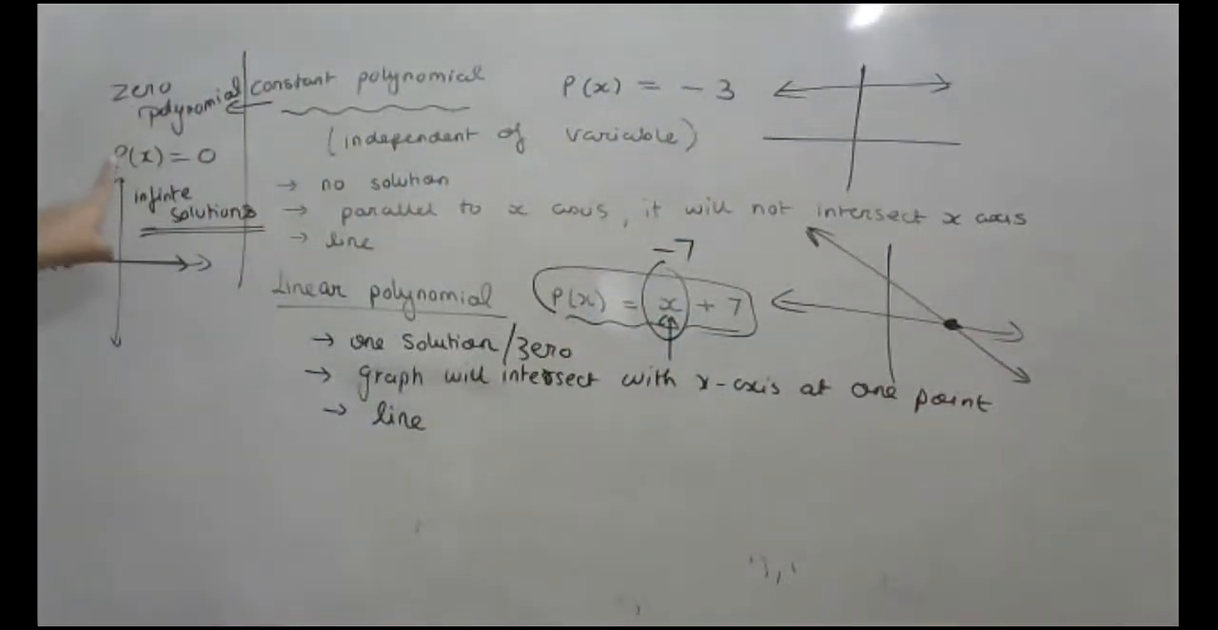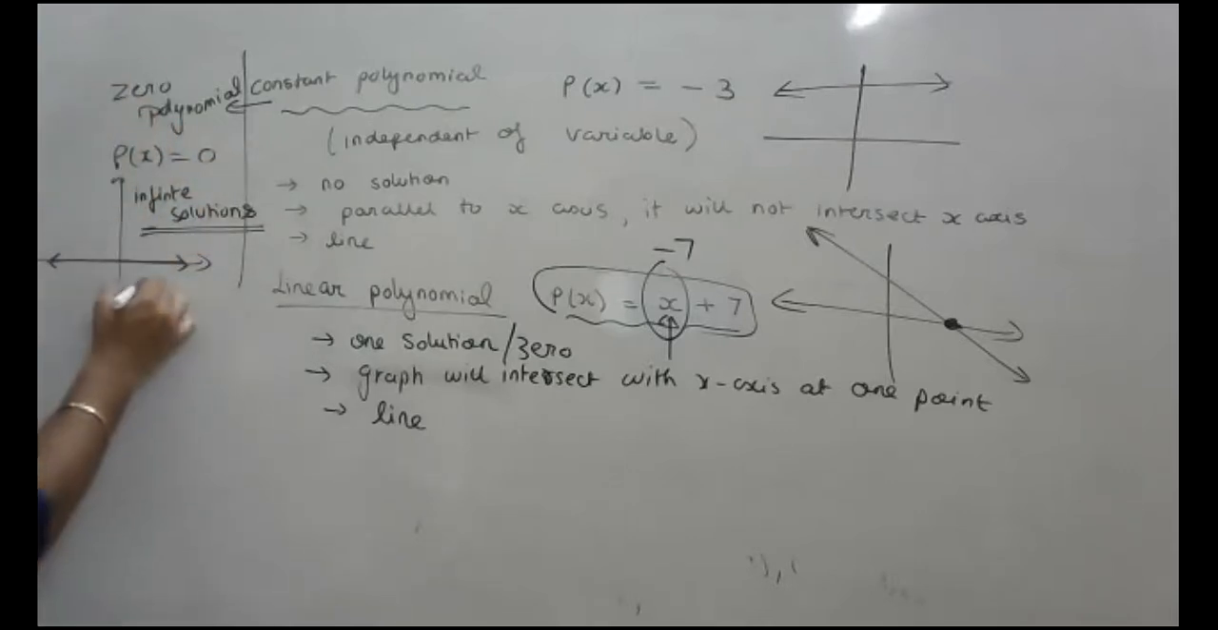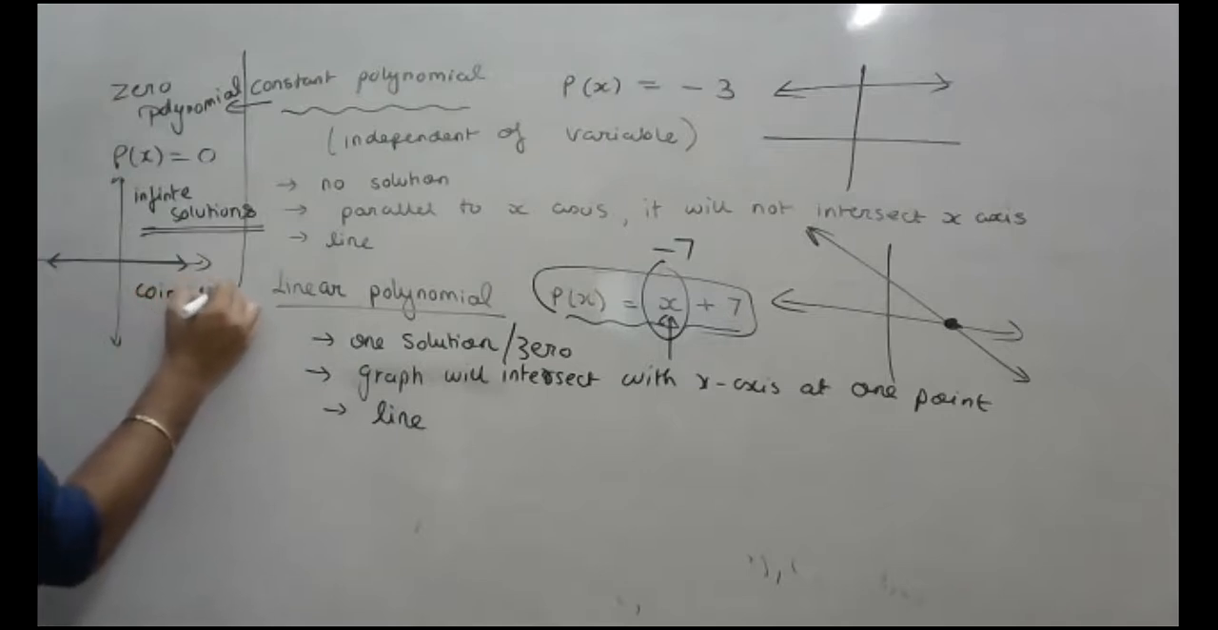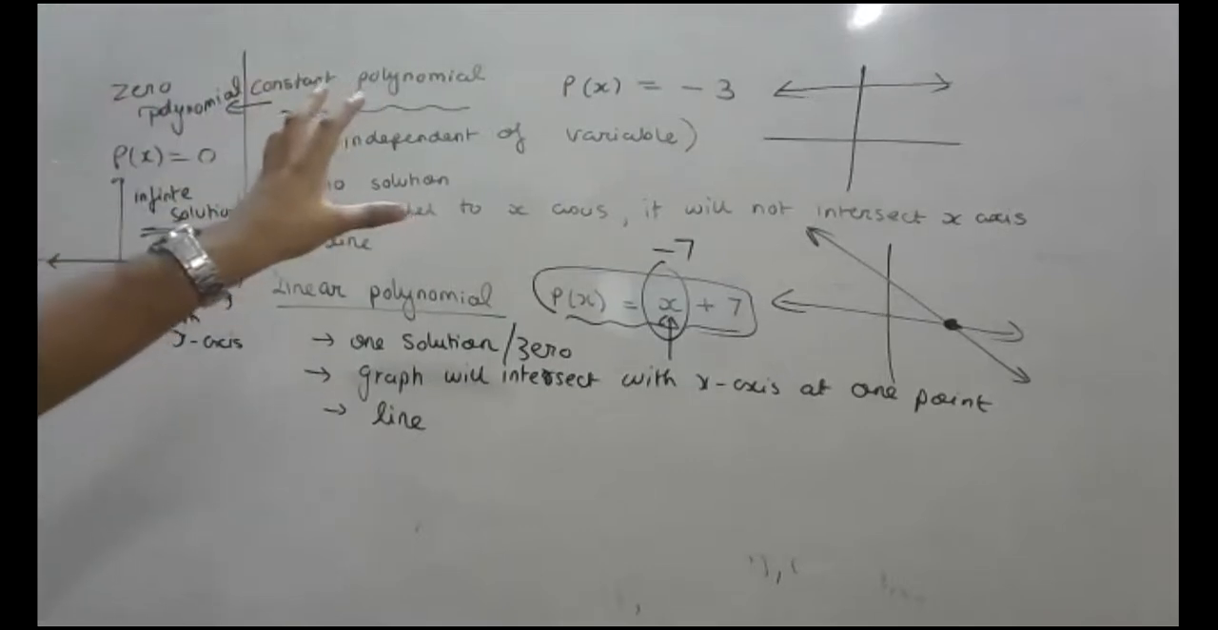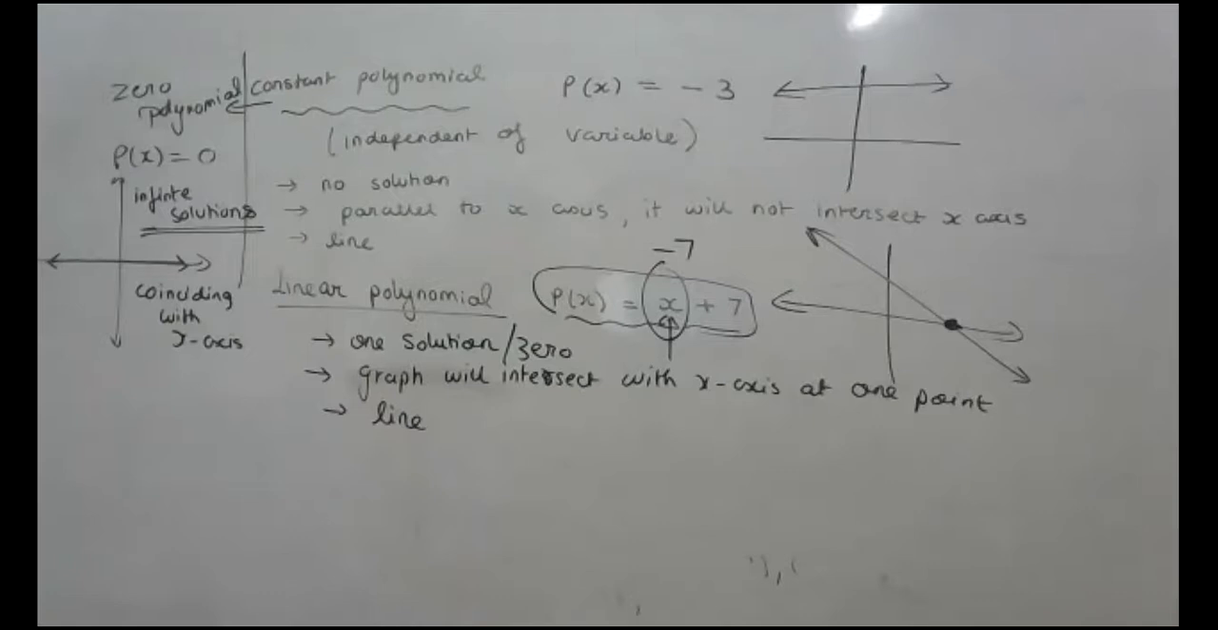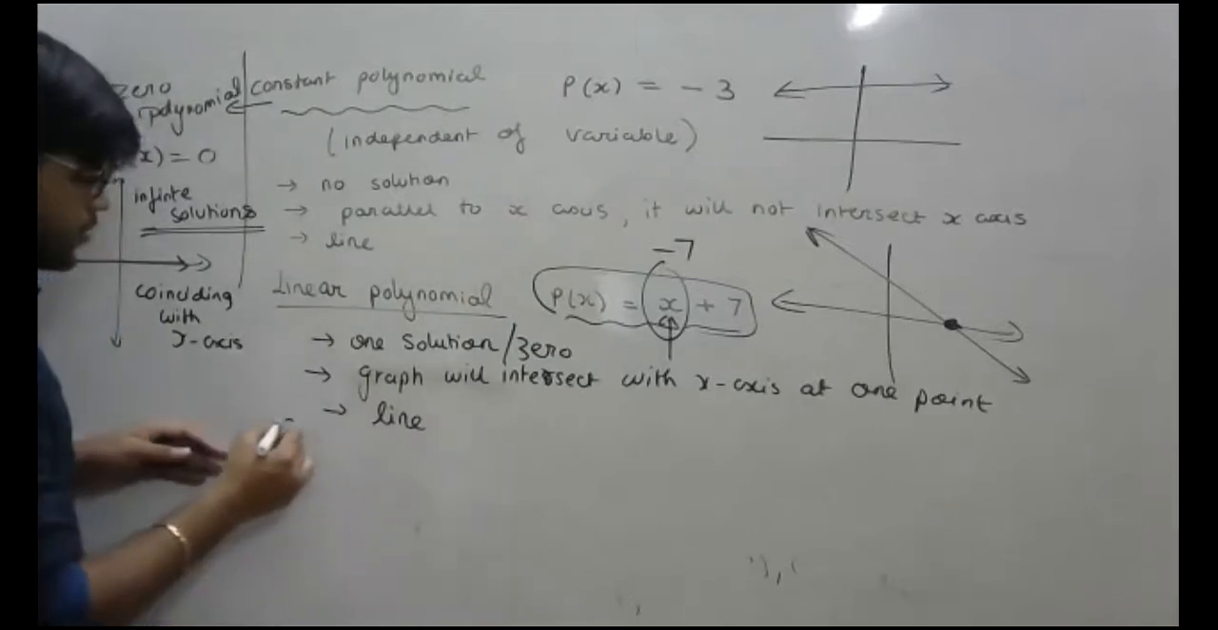But here, whatever value you consider for x, आप x की कोई भी value ले लो, यहाँ तो x है ही नहीं, आंसर तो पहले से 0 फिक्स है. So infinite solutions. इसको बोलेंगे coinciding with x-axis. Coinciding मतलब वो उसी के ऊपर draw हो जाएगी. The entire graph will be on the x-axis itself. This is a special case of constant polynomial. इसको बोलते हैं zero polynomial. This is constant polynomial. This is linear polynomial. Now we'll understand quadratic polynomial.